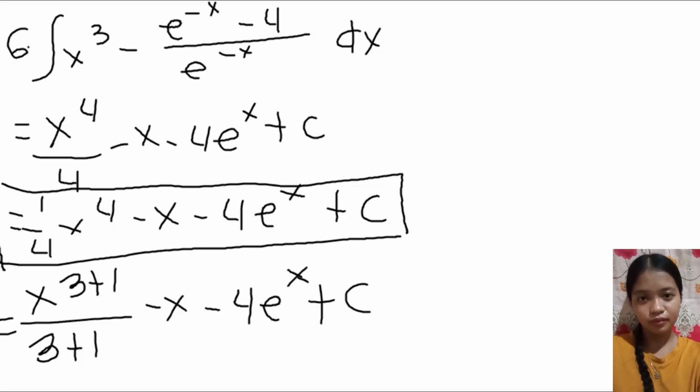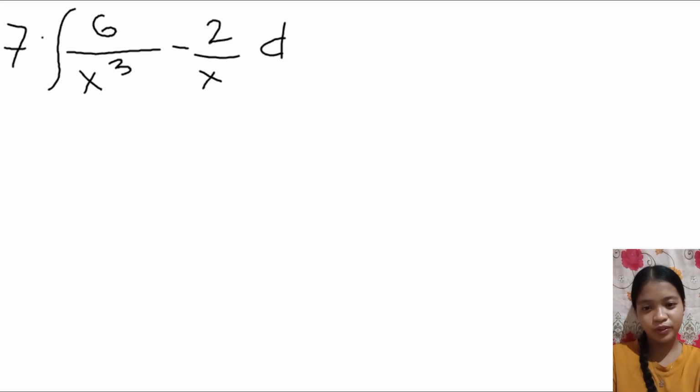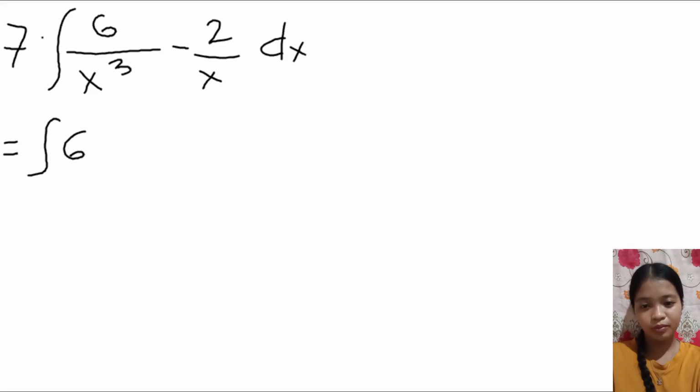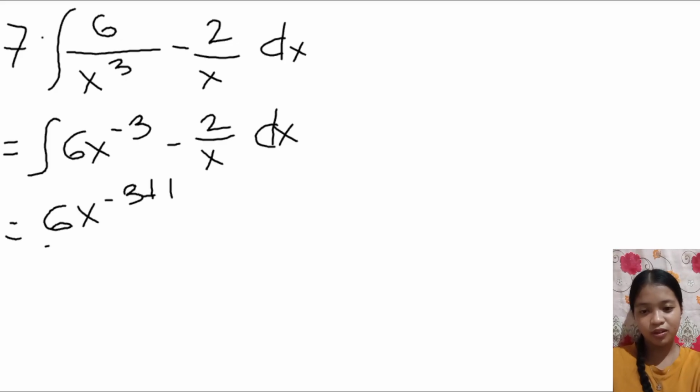So the seventh equation is the integral of 6 over x cubed minus 2 over x dx. So we're going to rewrite it and then move the variable with exponent to the numerator, so it will become the integral of 6x^(-3) minus 2 over x dx. So now we're going to integrate it, so 6x^(-3+1) over -3+1 minus 2.